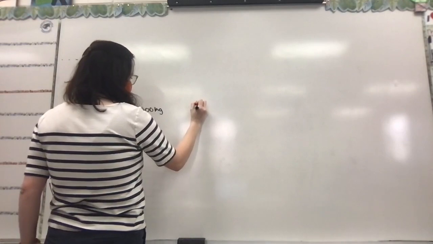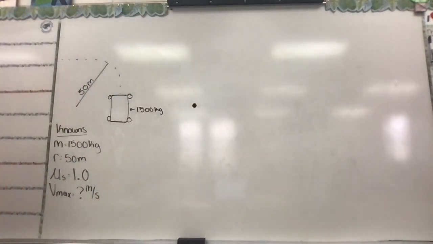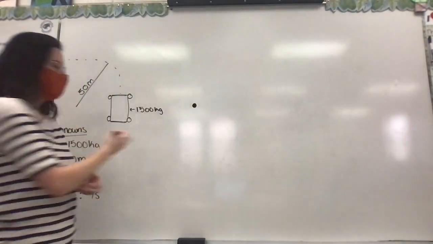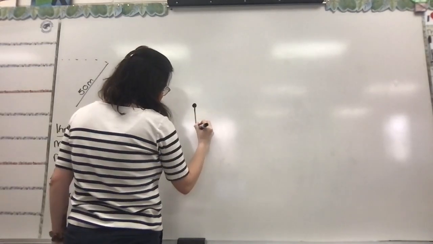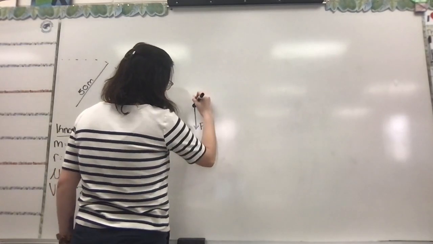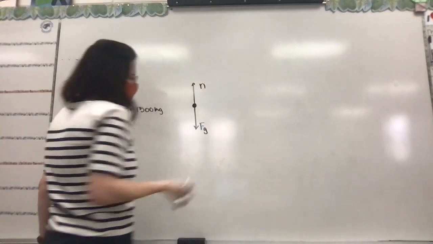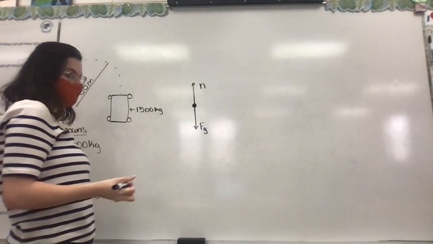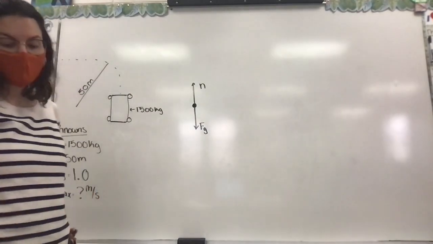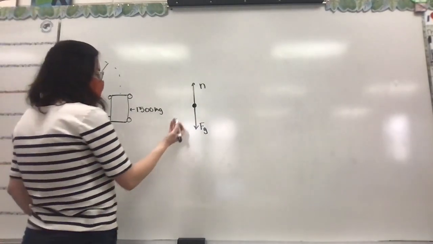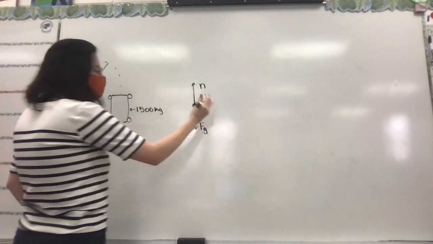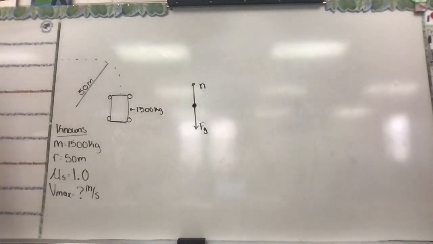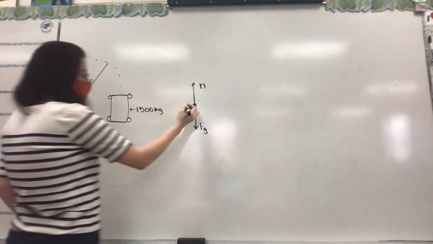So I'm going to draw this dot. What do you think the dot represents? The car. What do we have acting on the car? Gravity, and normal force. What else is acting on it? Well, we're trying to find the maximum velocity you can take this turn with. You know how we had tension on the last problem, pulling it towards the center? What's pulling it towards the center this time? Static friction.